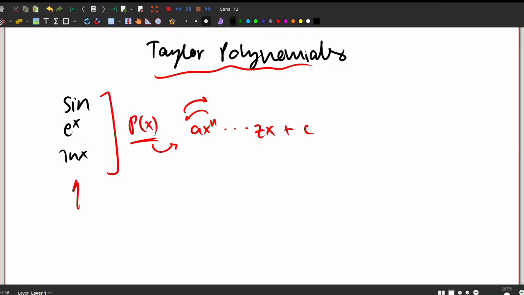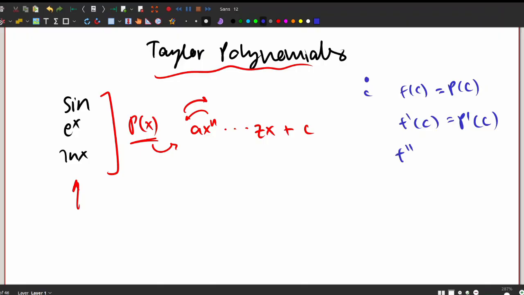So the way this polynomial is created is by using a polynomial where the derivatives match. That means if we're centered around some point c, we need, firstly, the points to be equal, so f of c has to be equal to p of c. Secondly, to get an accurate approximation, we need f prime of c to equal p prime of c, so that they're both increasing and decreasing at the same time.